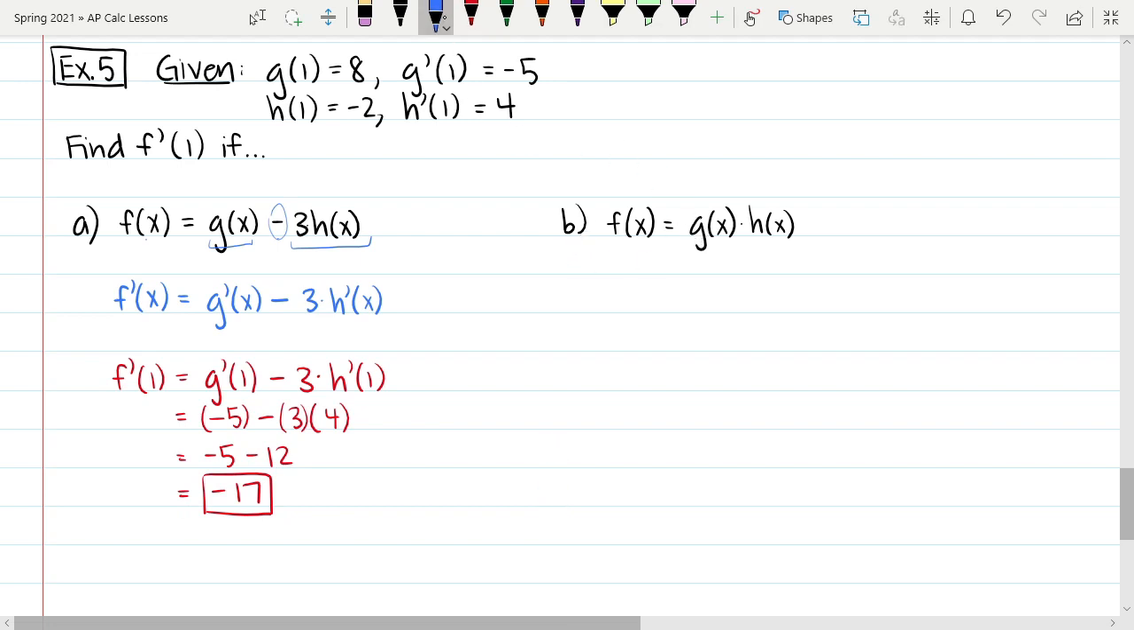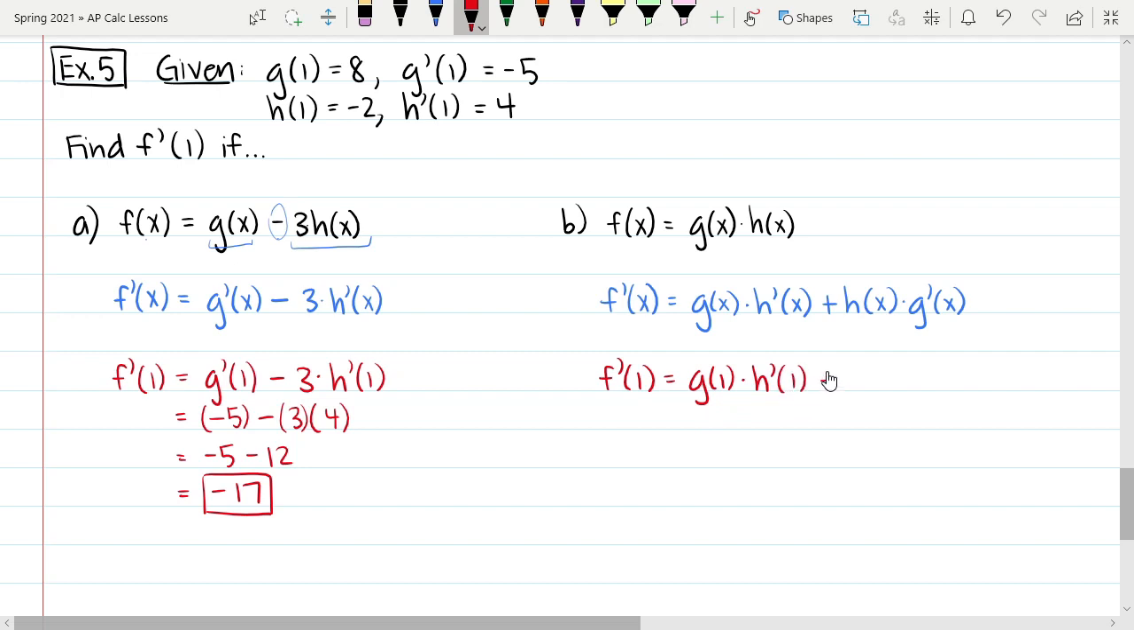Same thing for part B. Okay, so to find f prime of 1, first I need to find f prime of x. Well, this is a product, and we've just been working with the product rule today, so f prime of x will be g of x, the first, times the derivative of the second, h prime of x, plus the second, h of x, times the derivative of the first, g prime of x. So that means f prime of 1 is going to be g of 1 times h prime of 1 plus h of 1 times g prime of 1.